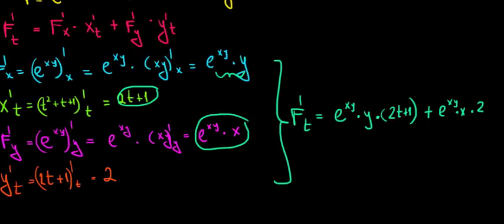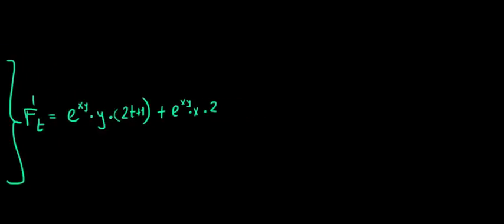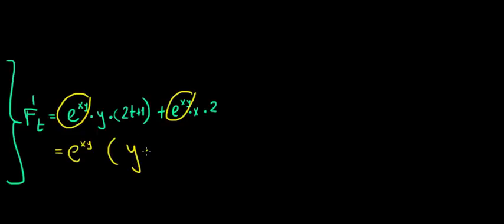Let's go to the right and substitute things. What do we have? We have e to the power of xy as a common term, this and this, so that's equal to e to the power of xy, and what do we have left? We have y times 2t plus 1 plus, what do we have from here? 2x, that's all that's left, 2x.